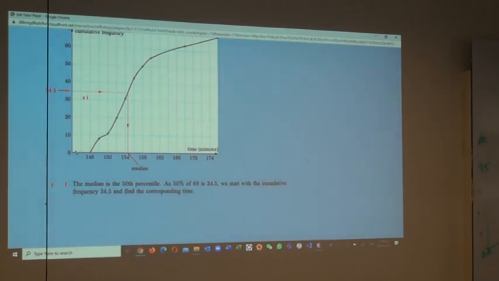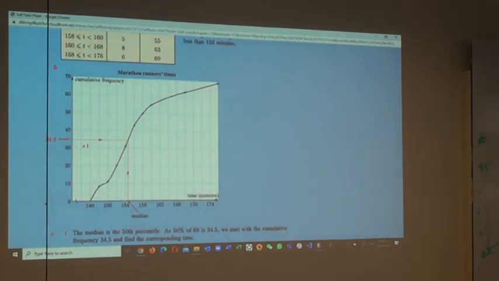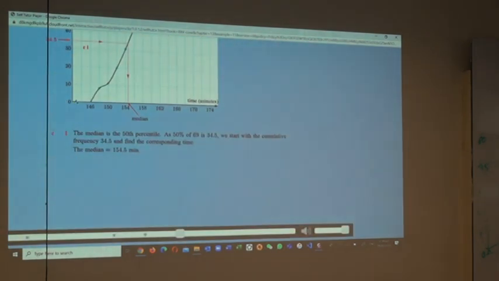We next want to find the number of competitors who finished faster than 155 minutes. We start with the time 155 minutes on the horizontal axis, then find the corresponding cumulative frequency. About 37 competitors finished in less than 155 minutes. We next estimate the percentage of competitors who finished above 159 minutes. We again start with the time on the horizontal axis.